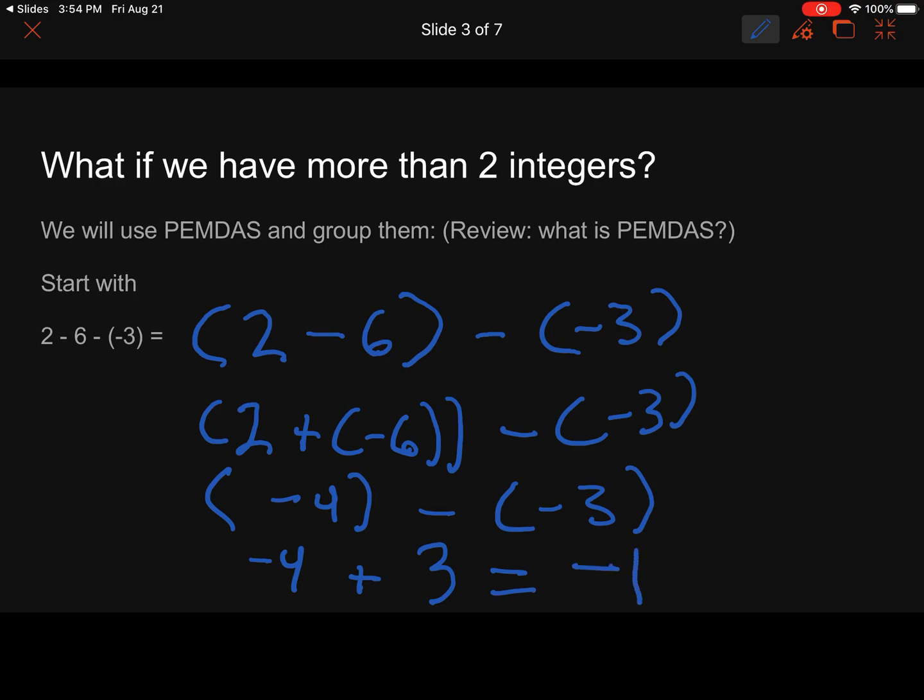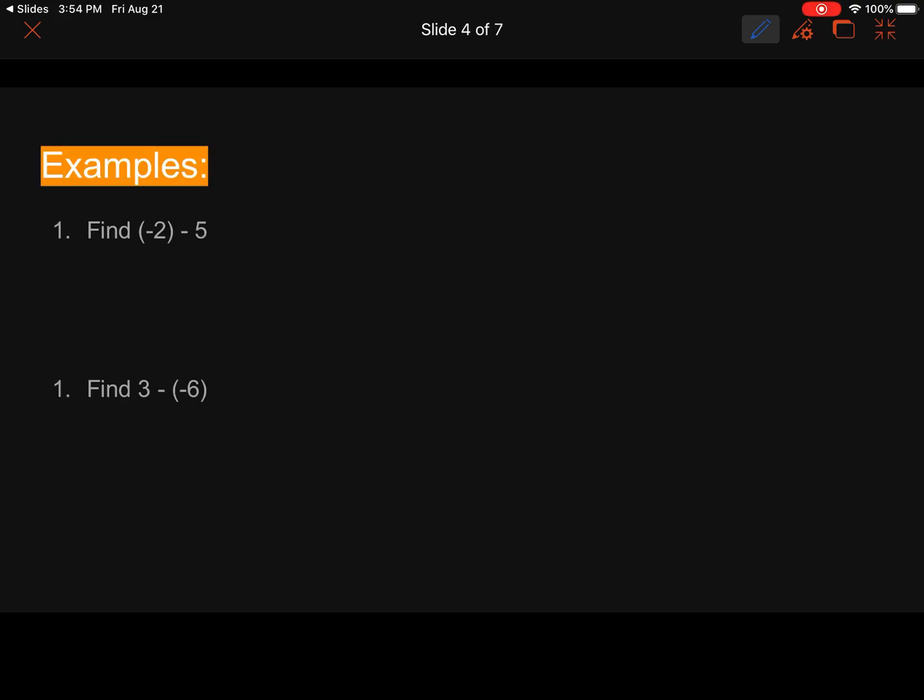Does that make sense to everybody? I hope so, because I'm going to move on here. Alrighty, now let's look at some examples. So we want to find -2 minus 5. Alright, so let's rewrite this using our additive inverses. So we'll start with our -2, and then we'll change our -5 to a plus -5.